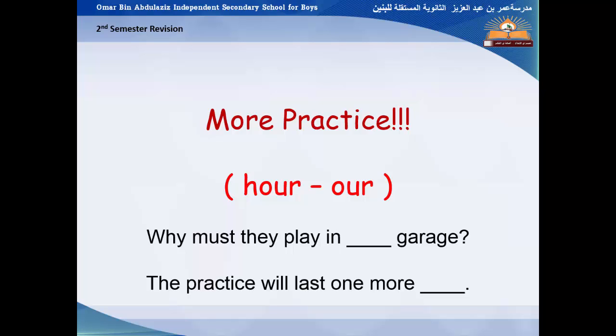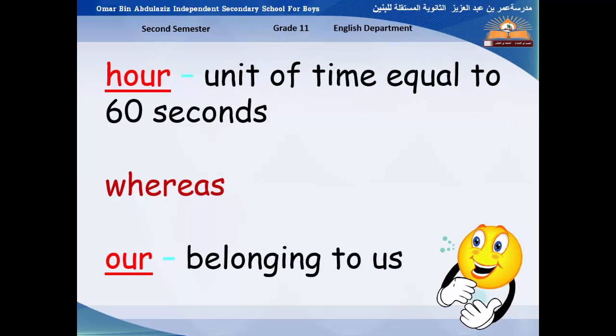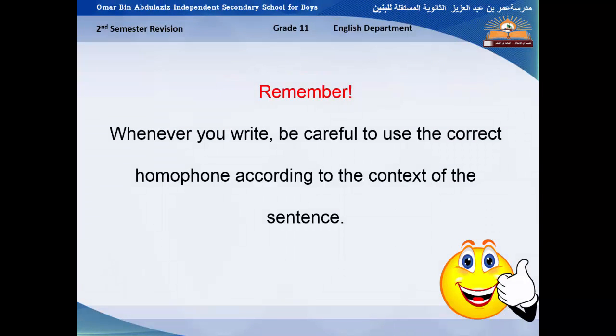More practice. Why must they play in our space? You can complete using one of these above words, our or hour. Garage. The practice will last one more hour. Which one is correct? Just do it yourself. Hour means unit of time equal to 60 seconds, whereas our means belonging to us. Remember, whenever you write, be careful to use the correct homophone according to the context of the sentence.